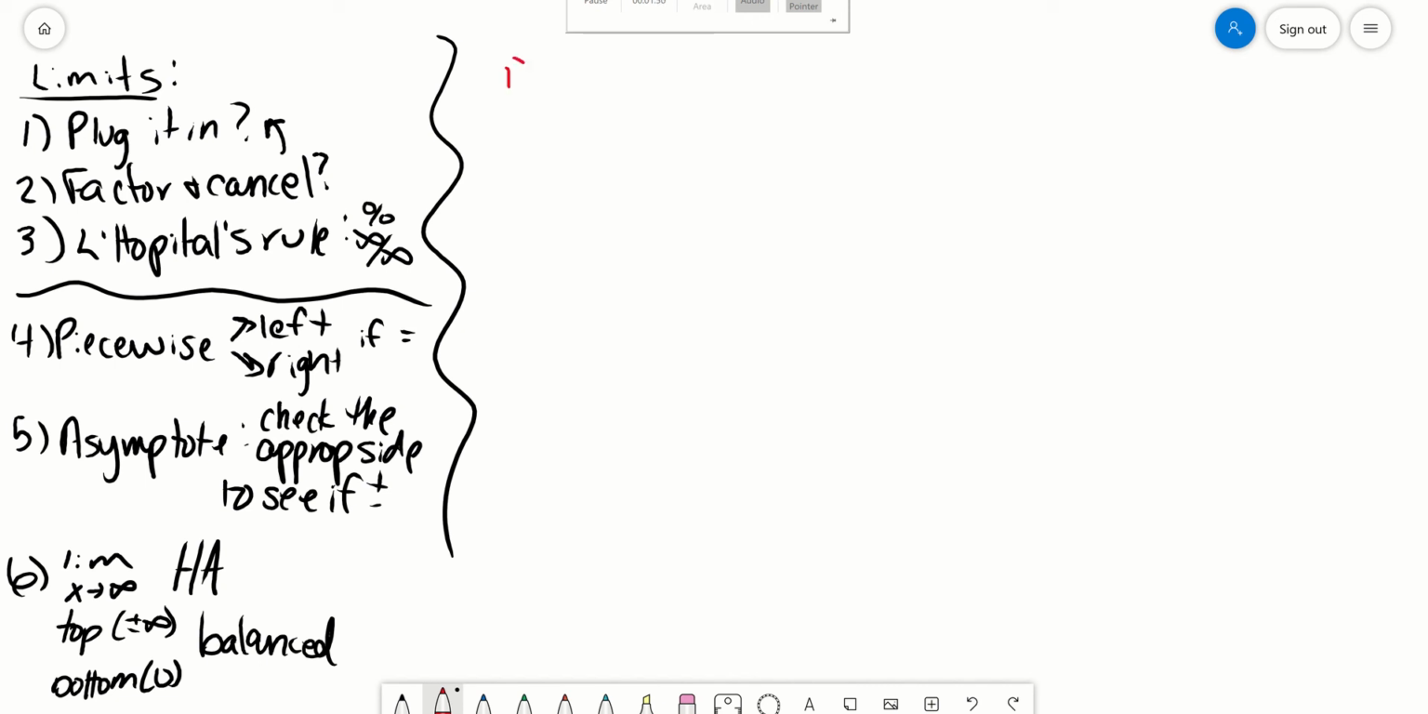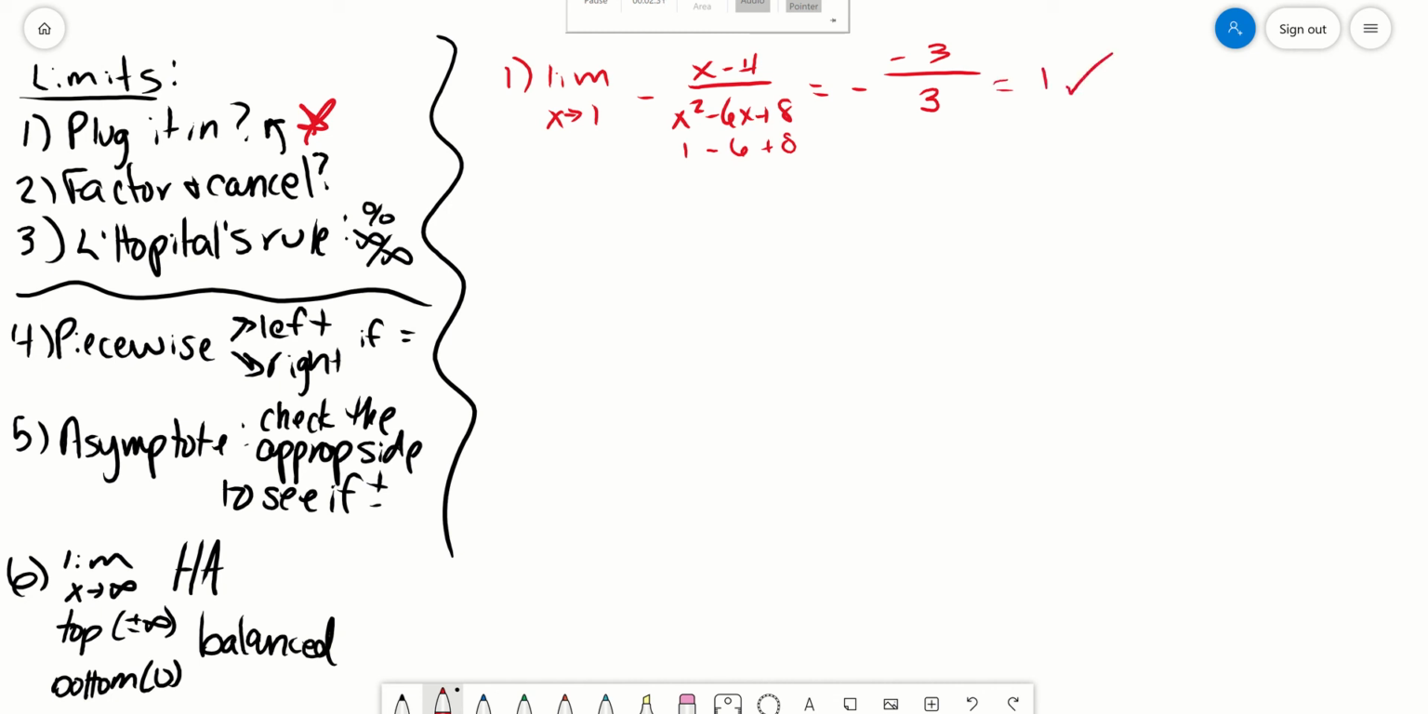So the limit as x approaches 1 of negative x minus 4 over x squared minus 6x plus 8. Our first step really is we just want to see, can we plug it in? If we try to plug that in, we get negative 1 minus 4 is negative 3. Then we'll have 1 minus 6 plus 8, so that is going to give us 9 minus 6, which is 3. We didn't have any issues with it, meaning we were just able to plug it in. Negative, negative makes it positive 1. So we're done with that.